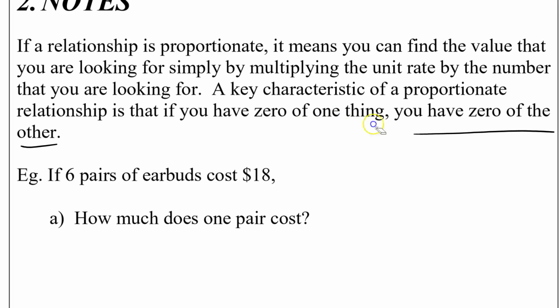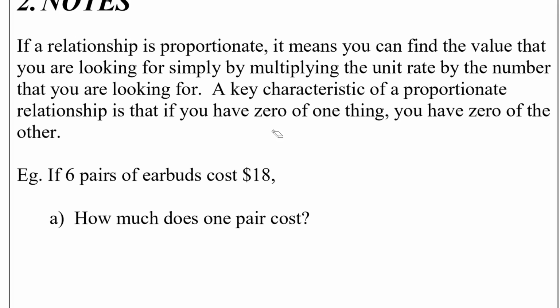So for example, if I said an apple is $2, how much do 2 apples cost? Well, it's 2 times 2, which is 4. What about how much do 6 apples cost? Well, 6 times 2 is 12. How much does 0 apples cost? Well, that would just be 0 because you're not spending any money. That is that key characteristic, right? If you have 0 of one thing, then you have 0 of the other.